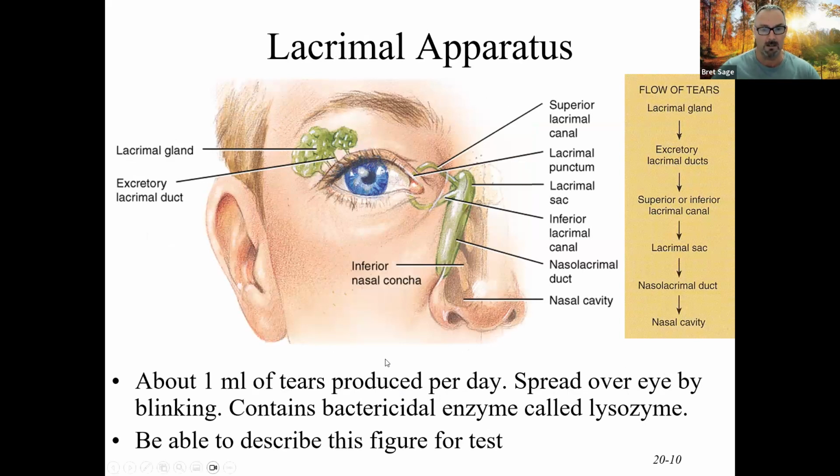And one of the reasons why mother kittens lick their babies' eyeballs or eyelids is because the saliva in the mother kitten's mouth on her tongue does contain lysozyme and does help kill the bacteria that would be causing potential eye infections of the newborn kittens that haven't opened their eyes yet. I will not ask you to describe this figure for the test.